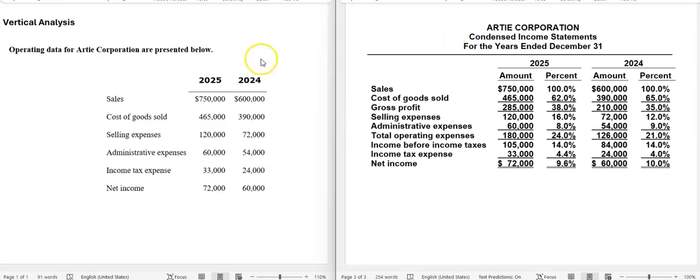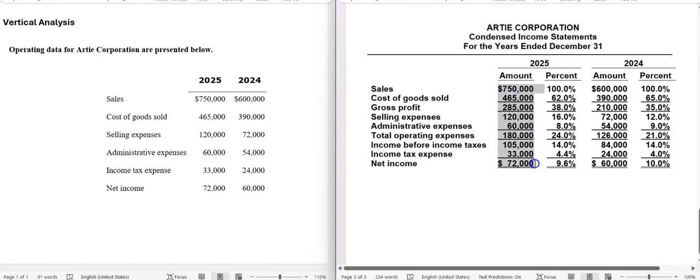Taking a look at operating data for ARTI for the years 2025 and 2024, the amount of revenues or sales, cost of goods sold, which is the cost of the inventory that was sold to earn those revenues, selling expenses, administrative expenses, income tax expense, and their net income. They've given us all the information we need for an income statement. Over here, we're just carrying forward all of this information, presenting it over here.